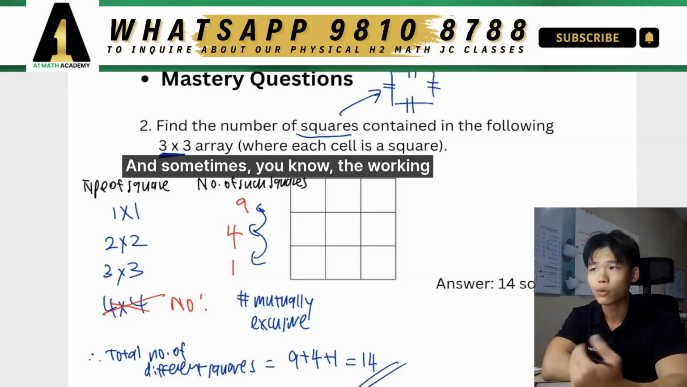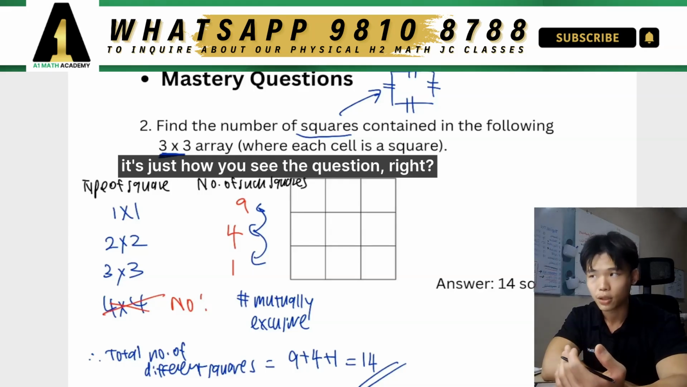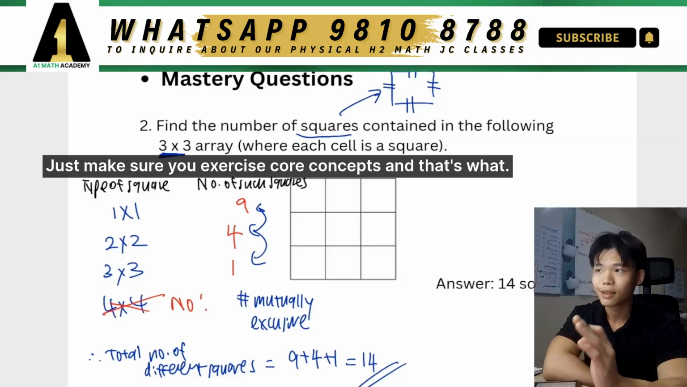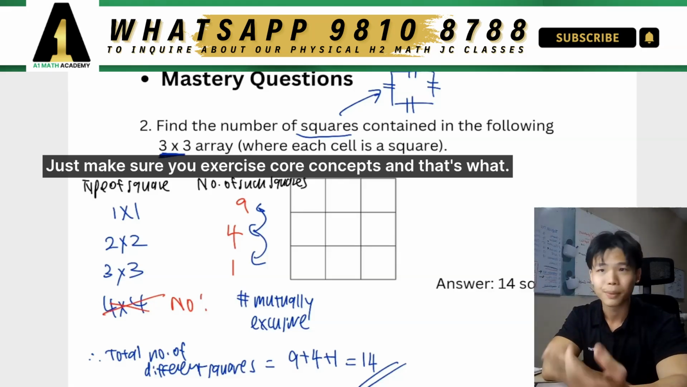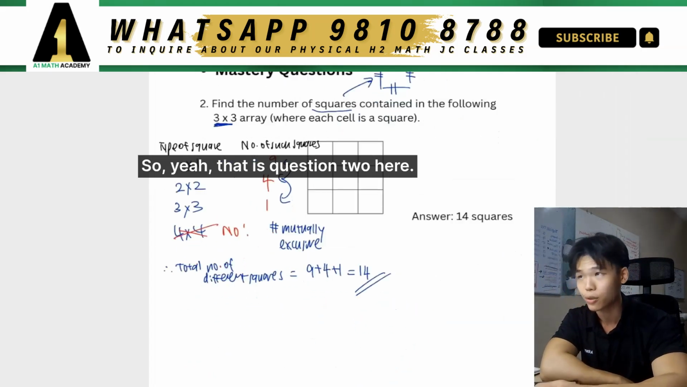And sometimes the working might not be so much about formulas, but really it's just how you see the question, right? So my best advice to you for this chapter is just make sure you exercise common sense, and that's about it. All right, so that is question 2 over here.